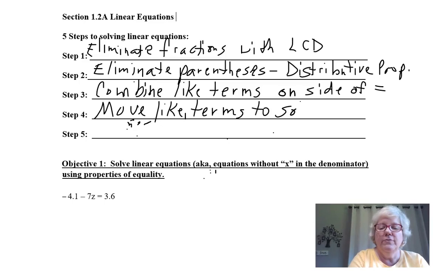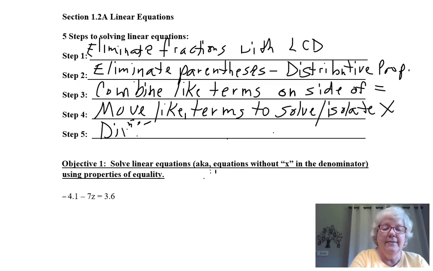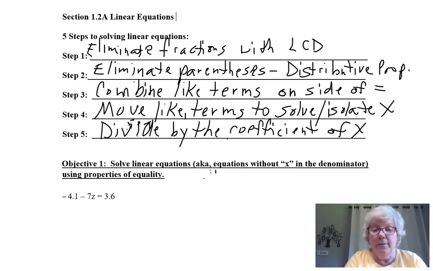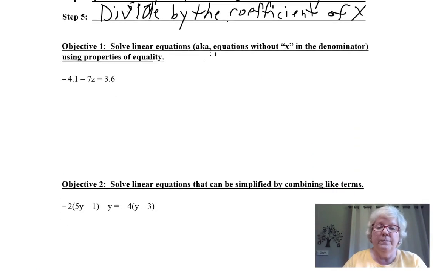Fourth step is to move like terms to solve or isolate the x term. And only last will you divide by the coefficient of x. Now, the coefficient of x is simply the number in front of x. Now, let's try these steps with our first example.